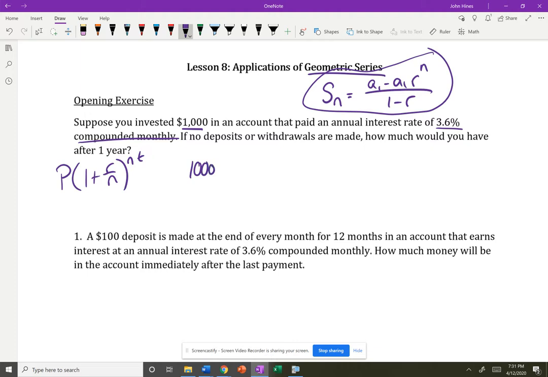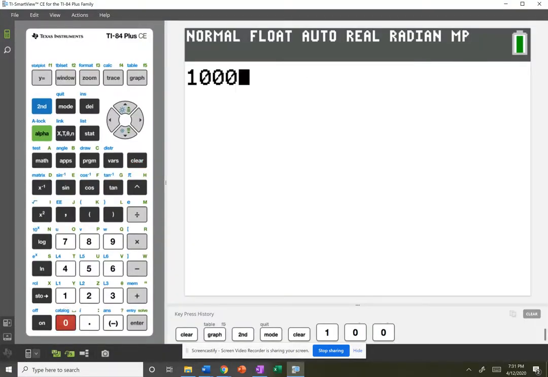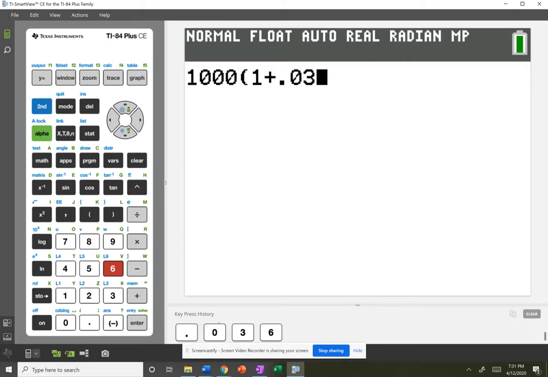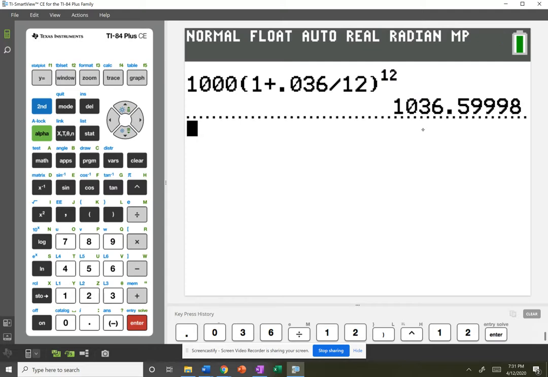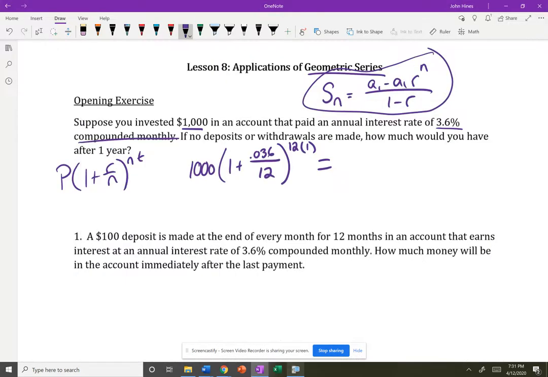I'm starting with $1,000 and I'm just letting that money sit there for 1 year. 1 plus r over n, I'm compounding monthly, to the n times 1 year. That's going to tell me how much money I have if I just take $1,000 and throw it in a bank account and let it sit there. So I'm growing at 3.6% compounded monthly to the 12 times 1. So I have $1,036.60. That's how much money I would have in my bank account.